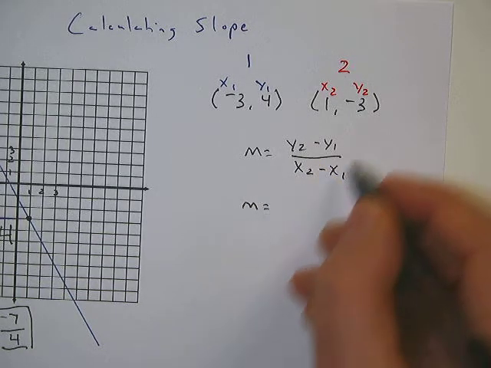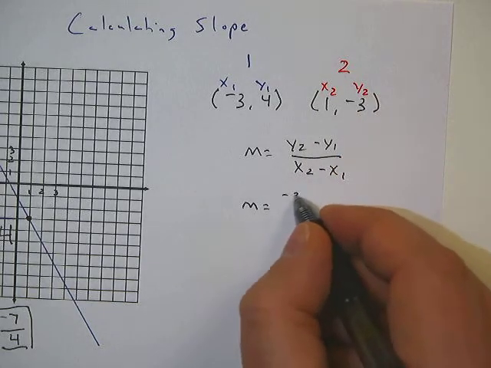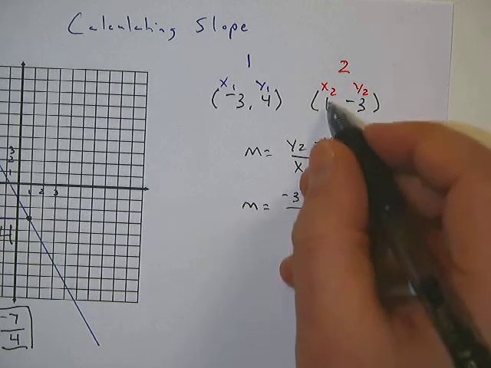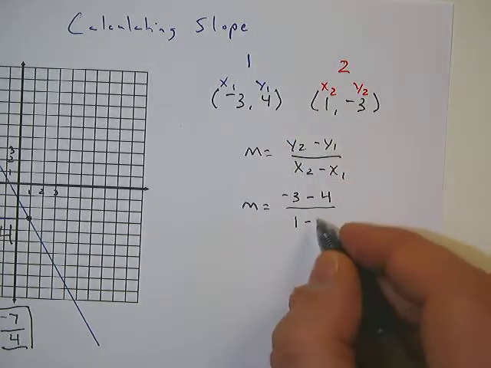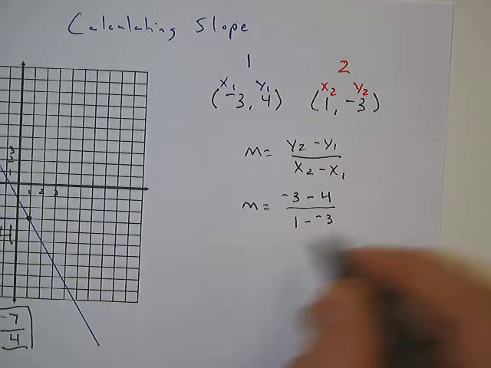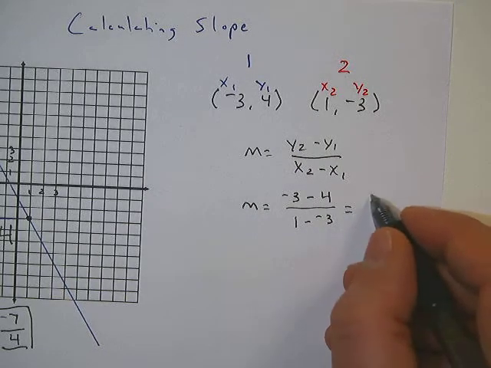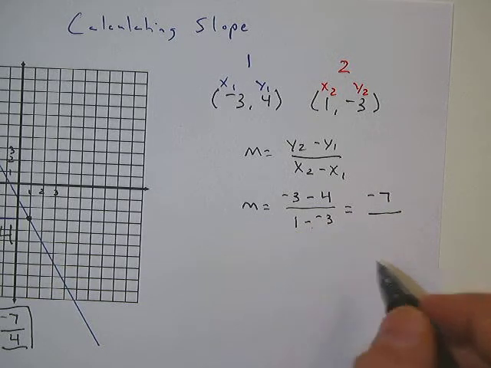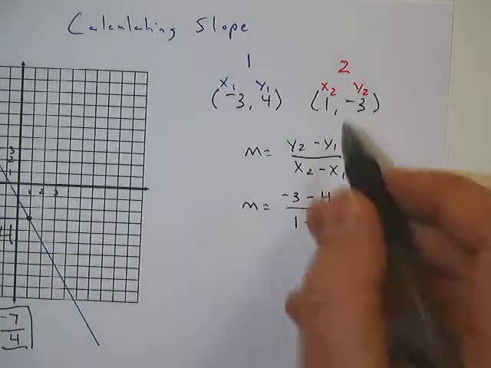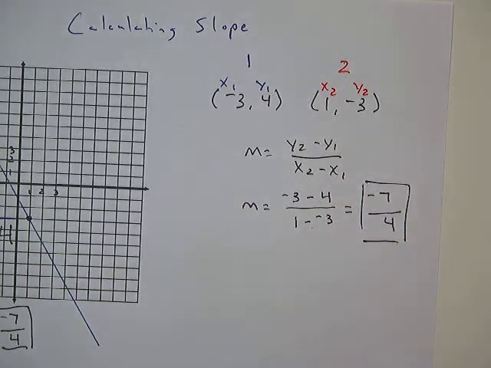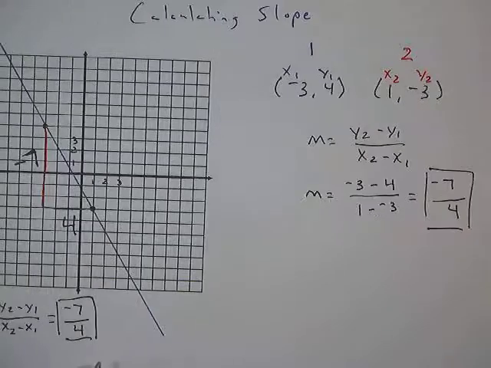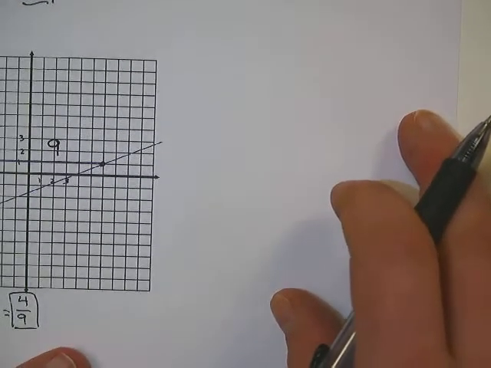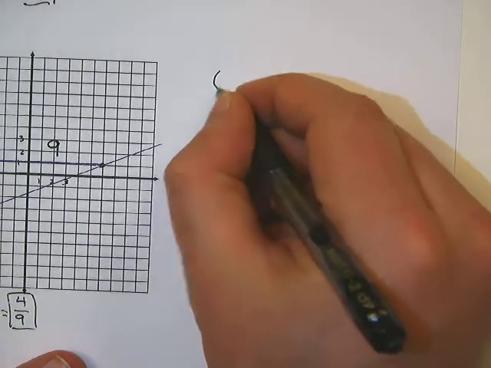Now I'm going to take those numbers and fill them into the corresponding parts of the formula. So m is equal to y2, which was negative 3, minus 4, over x2, which was 1, minus a negative 3. So negative 3 minus 4 is negative 7, and 1 minus a negative 3 is like 1 plus 3, which is 4. So the slope between these 2 points is negative 7 over 4. And that's the same as the graph we just did because I just used those 2 points from the graph. Let's do one more.